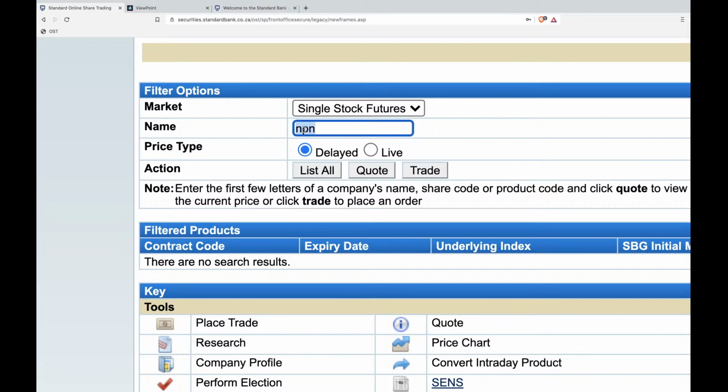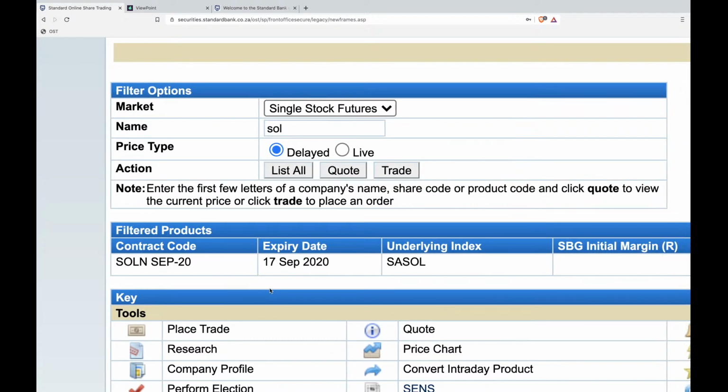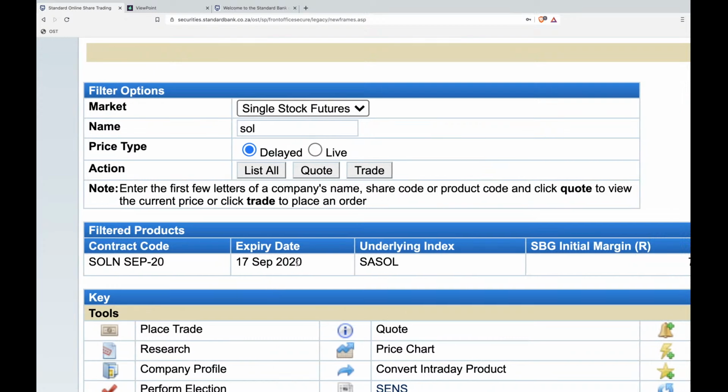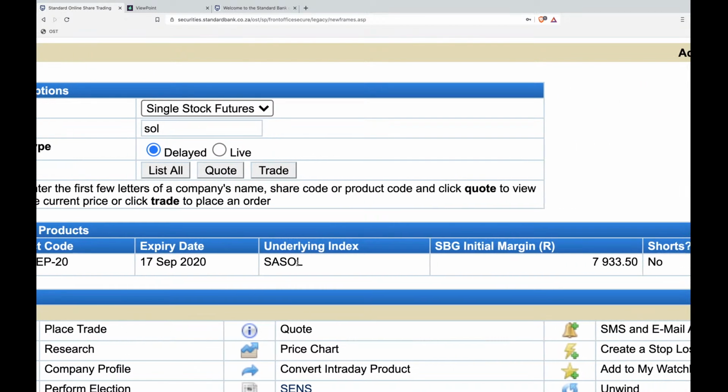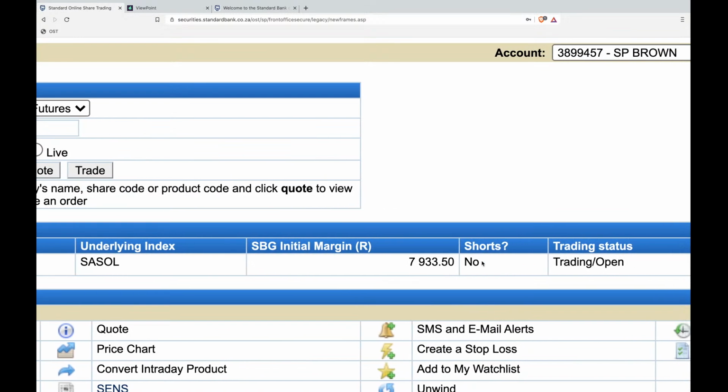I'm surprised by that. That makes very little sense. Let's see what Sassel then pops up with. There we go, Sassel. And you'll see at the moment there's only one. It is the September expiry. Again, gives you your margin requirement. No shorts available on Sassel at this point.